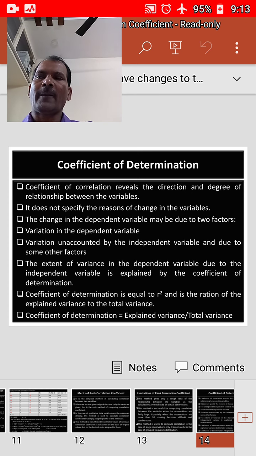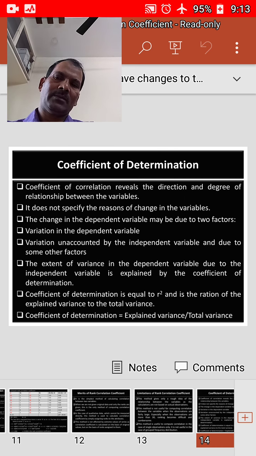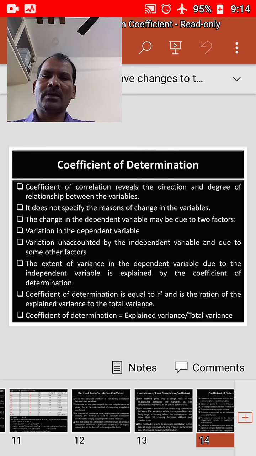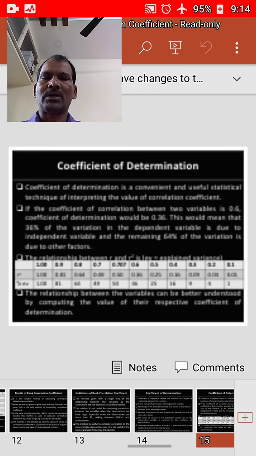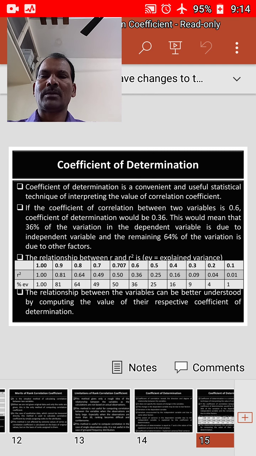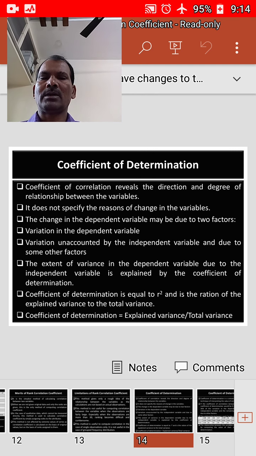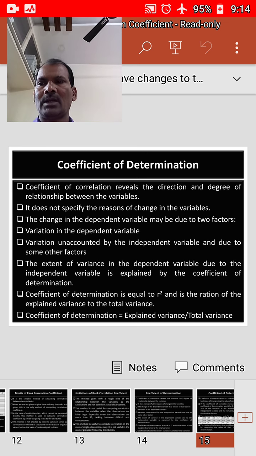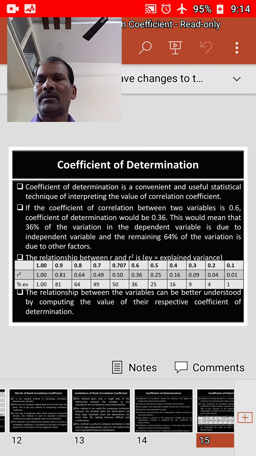Coefficient of determination is equal to r square and is the ratio of the explained variance to the total variance. The formula: coefficient of determination is equal to explained variance by total variance. The coefficient of determination is a convenient and useful statistical technique of interpreting the values of the correlation coefficient.